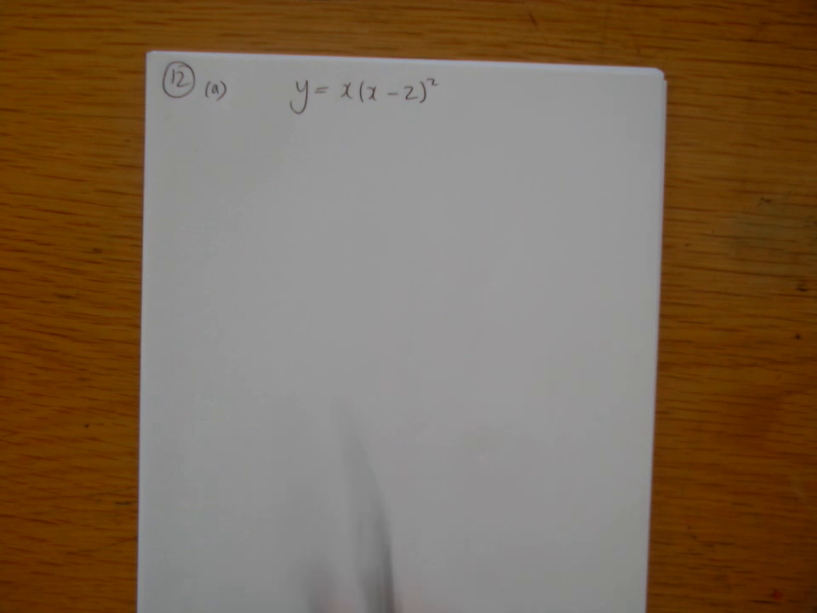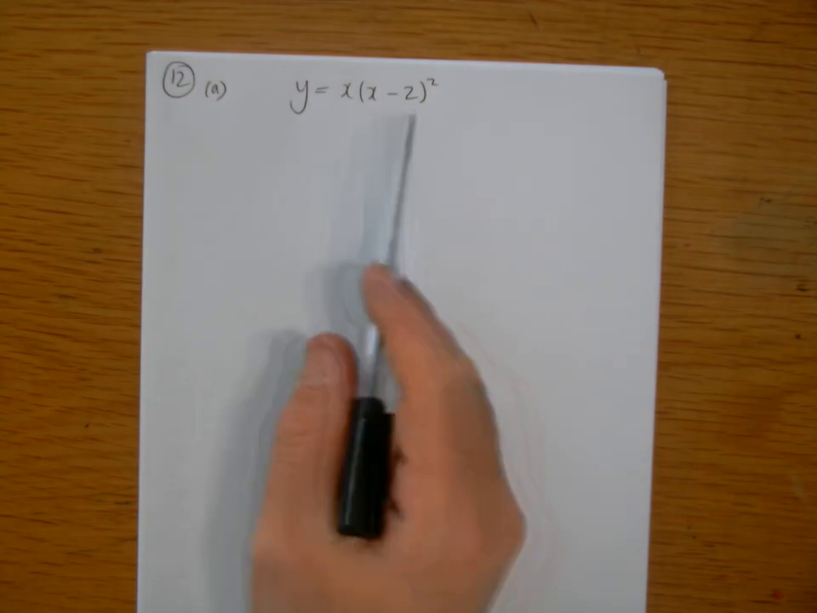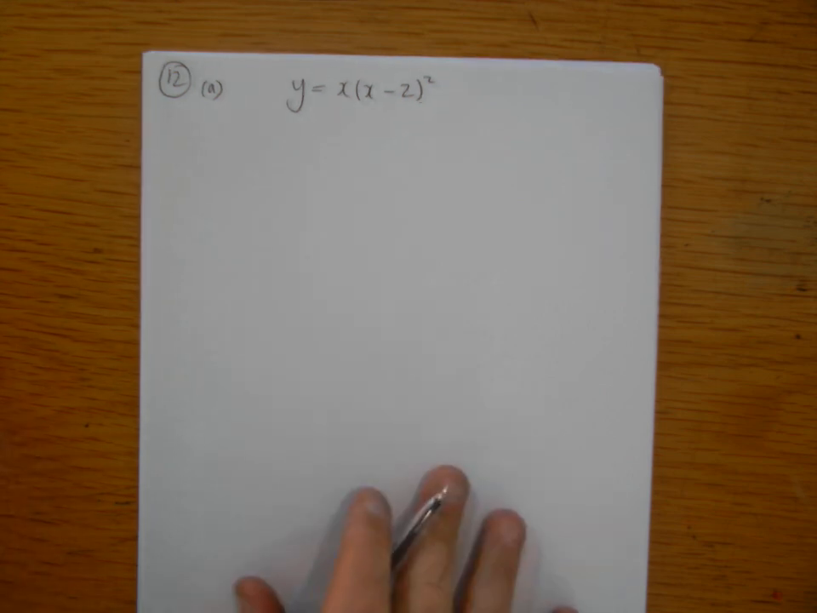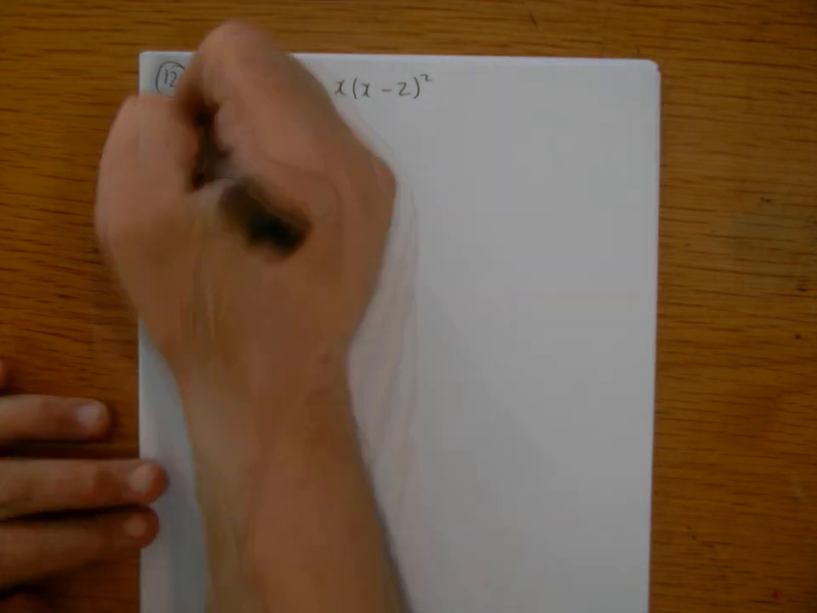Okay, they could ask you to sketch a cubic curve such as this, without finding stationary points. So the question is, how would we go about that? Firstly, we'll determine the roots, where it crosses the x-axis. So we work that out.